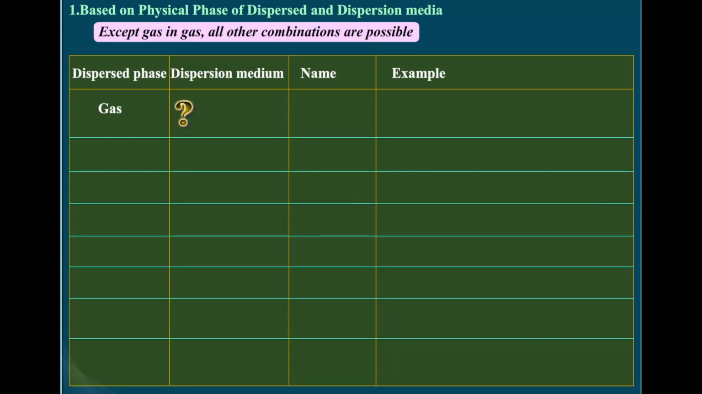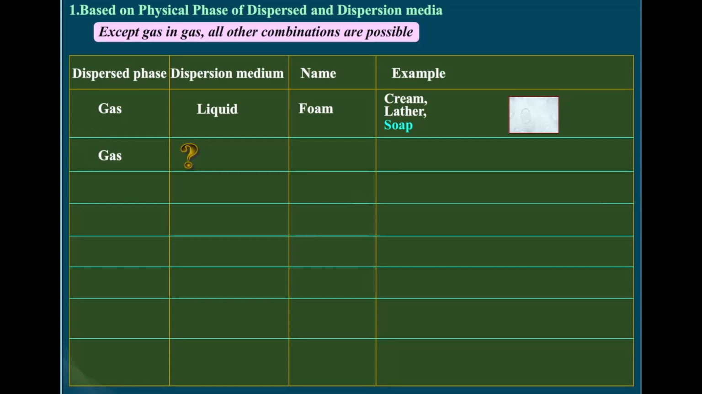In the first type, the dispersed phase is in the gaseous state, the dispersion medium is liquid, the type of colloid is called foam, and the examples are cream, lather, soap, etc. These can come as a 1-mark question for the board exam, and it had come also in previous years. So this part has to be learned properly.